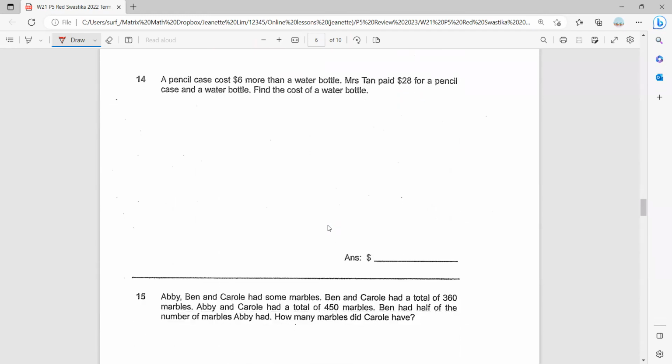Question 14, a pencil case is $6 more than a water bottle. Mrs. Tan paid $28 for a pencil case and a water bottle. So for these items, this is $28. Find the cost of a water bottle. So find 1 unit. Okay, so this one is 28 minus 6, then divide by 2. So answer $11.